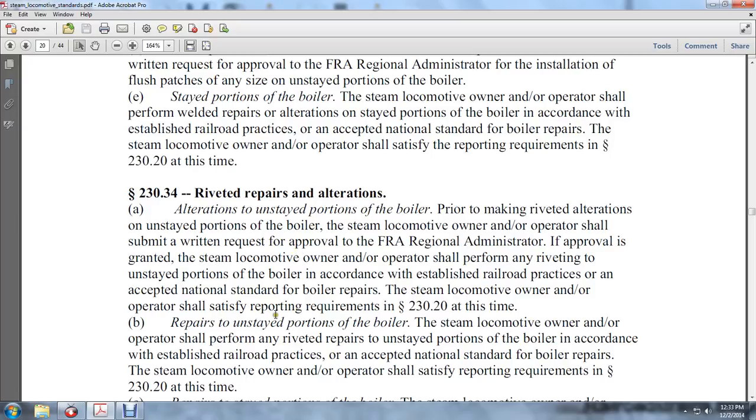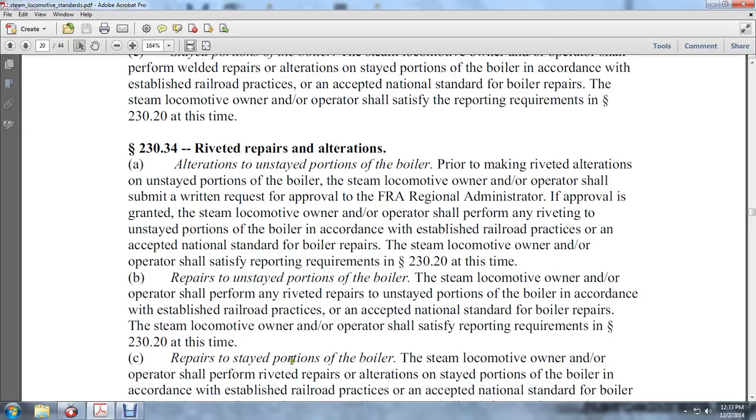Repairs shall be made to unstayed portions of the boiler. The steam locomotive owner or operator shall perform the riveted repairs on the unstayed portion of the boiler in accordance with established railroad practices or an accepted national standard for boiler repairs. The steam locomotive owner and operator shall satisfy reporting requirements of 230-20 at this time.